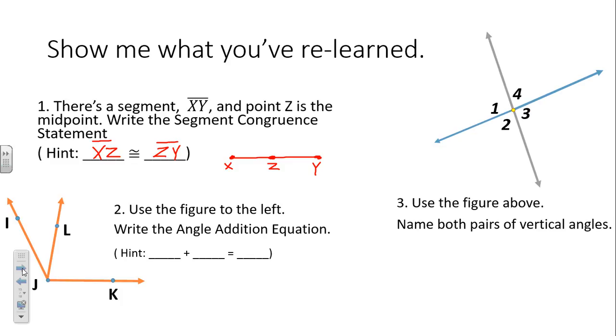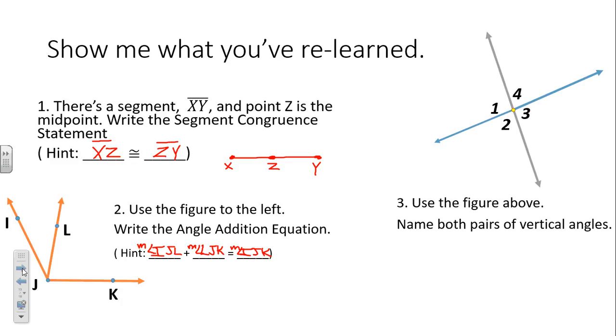Using the figure at the left, we want to write an angle addition equation. So Jaden, what did you have for this one? Good. Very nice. We didn't have a lot of room for our measures here. Very good. Okay. And then, what else haven't I picked on? I haven't picked on Mackenzie yet. How about this one?